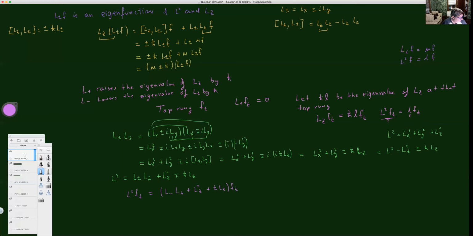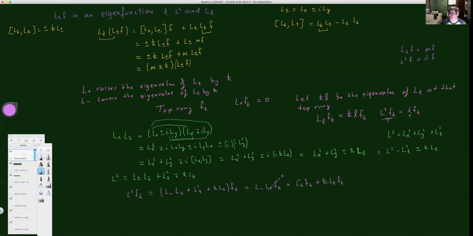Okay, let me check the signs and everything. Yep, looks good. So let's go through the motions here. L minus L plus on f_t, and we know that this acting on f_t just gives us 0. That whole term's going to go away. That's awesome. Then plus Lz squared acting on f_t, and then plus h bar Lz acting on f_t.